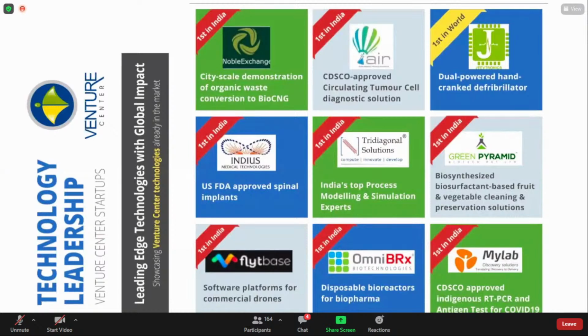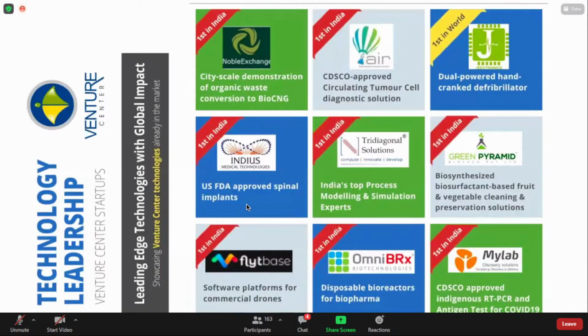This is a role model for the entire Satat program that the government has announced across the country for handling waste in all the cities of the world. I told you about Actorius. Actorius is the first CDSU approved circulating tumor cell diagnostic solution company, or the first dual powered hand crank defibrillator from Jeevtronics right out of Pune.